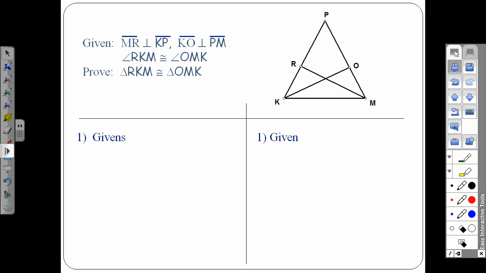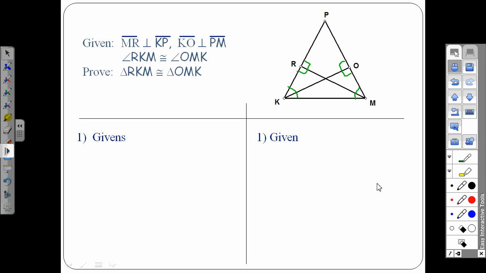So they give us that MR is perpendicular to KP. All right, so perpendicular right there. And then KO perpendicular to PM, so these are perpendicular, awesome. Okay, then they say that angle RKM, this big angle, is congruent to angle OMK. We're trying to prove that triangle RKM and triangle OMK are congruent.